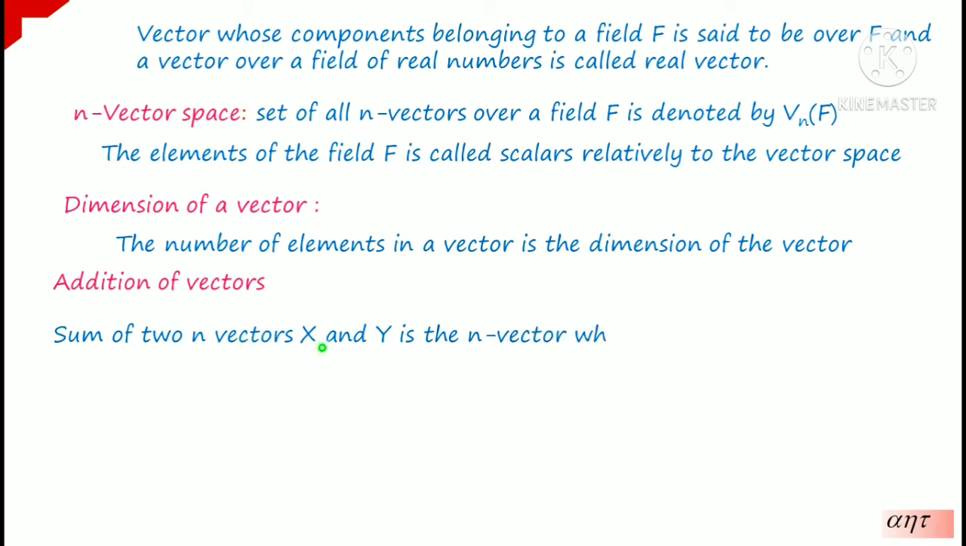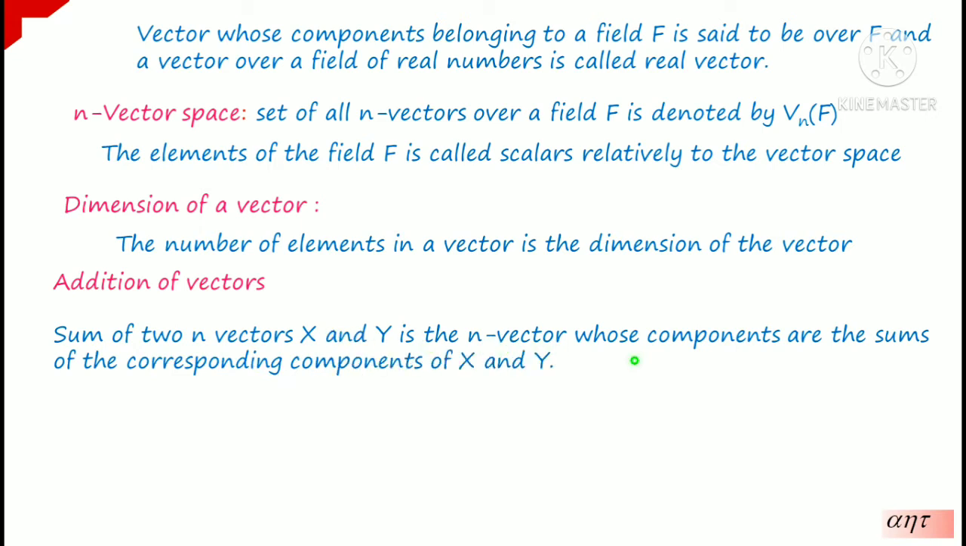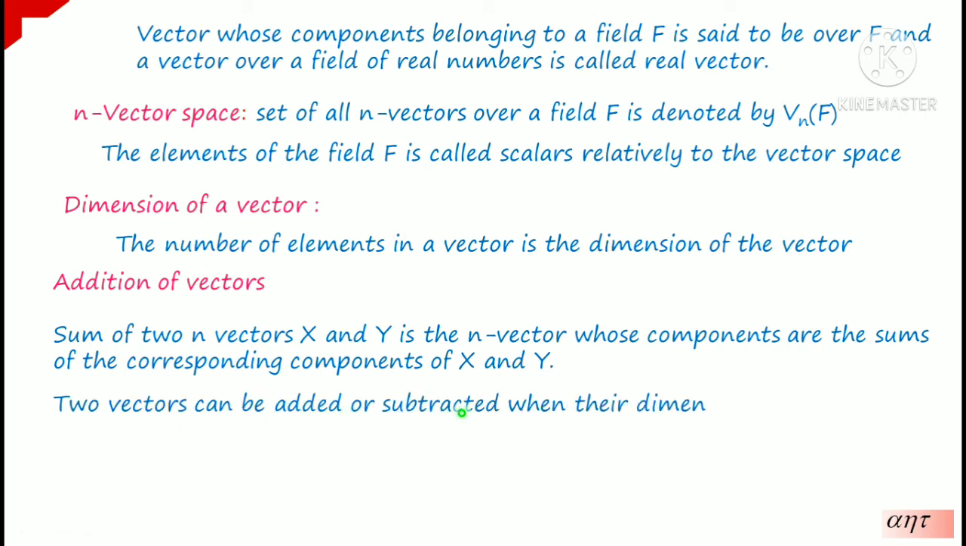Now we define addition of vectors. Consider two n vectors x and y, whose components are the sums of the corresponding components of x and y. Two vectors can be added or subtracted only when their dimensions are the same.